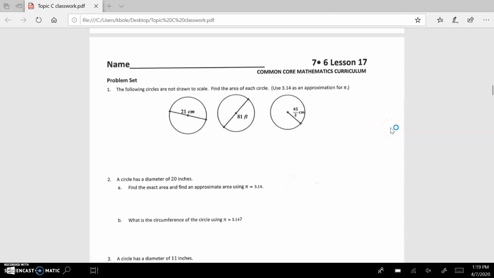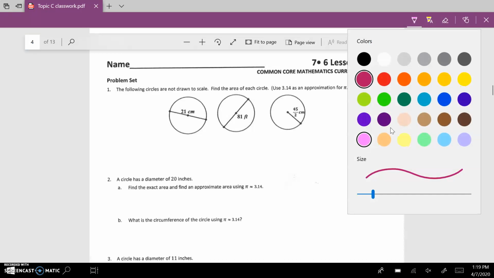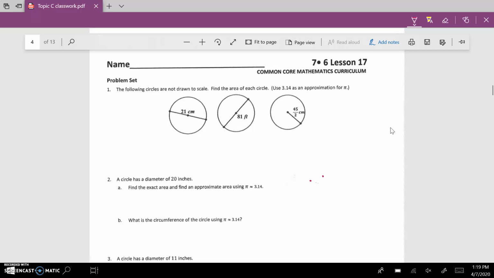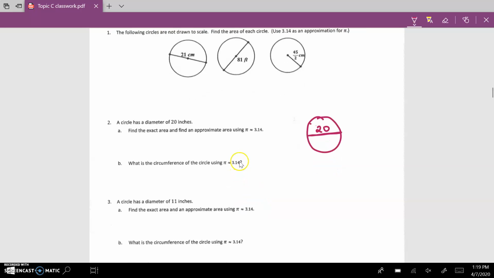So like in number 2, a circle has a diameter of 20 inches. I would go in and actually draw the picture. You know, there's my circle, has a diameter that's 20, okay? I would do that for all the pictures. It's just a good habit to get into anyways for math for the rest of your life.